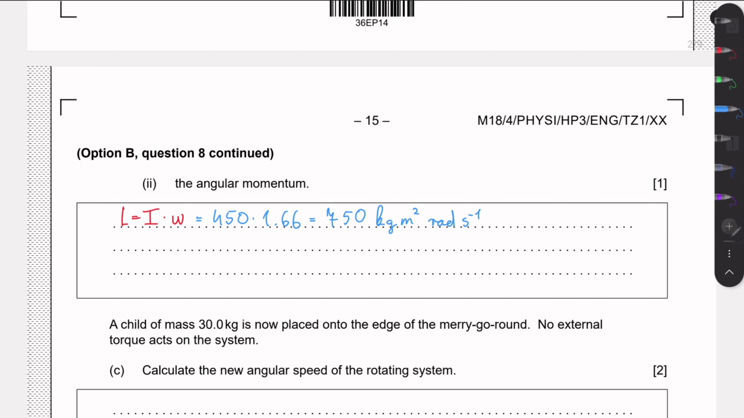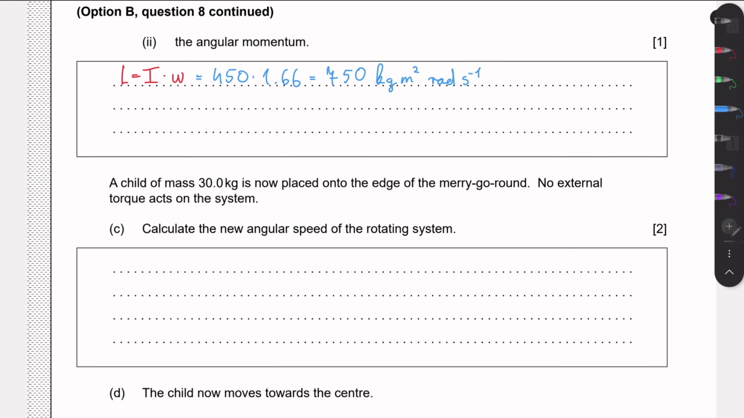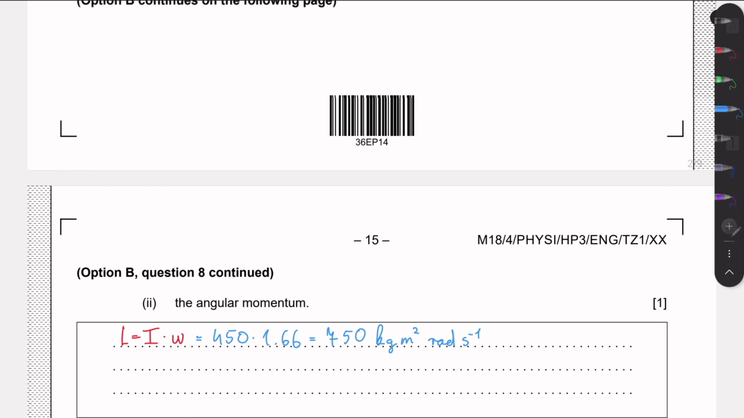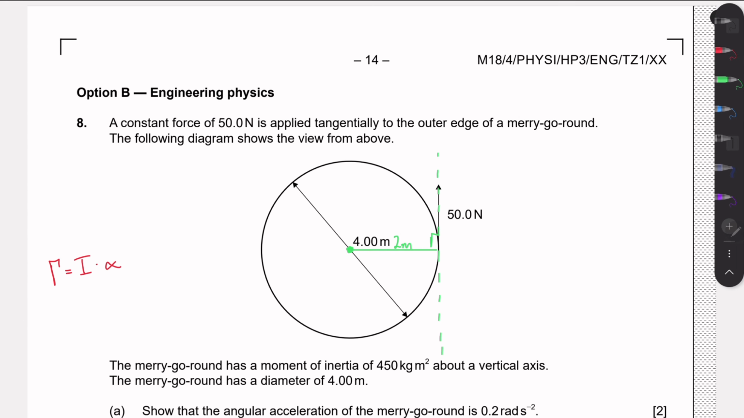Now we are told that a child of mass 30 kilograms is placed onto the edge. No external torque acts on the system, and we need to calculate the new angular speed of the rotating system. What is happening here is we just take a child, place them on the edge, and make it rotate, and we need to see what the new angular speed of the merry-go-round will be. What's important here is that the center of this child will be 2 meters from the center of rotation, as we're placing her on the edge.